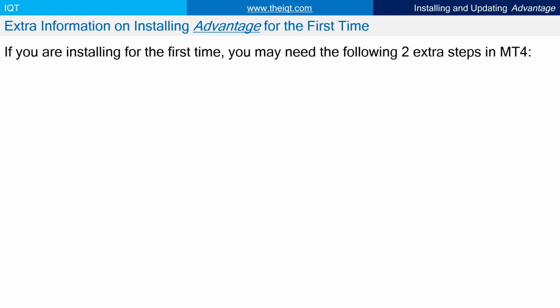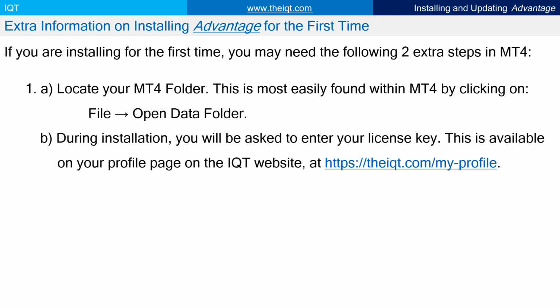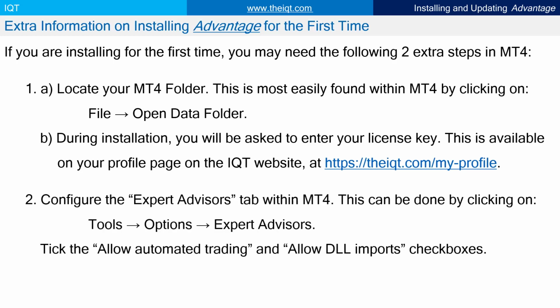If you are installing for the first time, you may need the following two extra steps in MT4. 1. Locate your MT4 folder. This is most easily found within MT4 by clicking on File, Open Data folder. During installation, you will be asked to enter your license key. This is available on your profile page on the IQT website, at https://theiqt.com/my-profile.